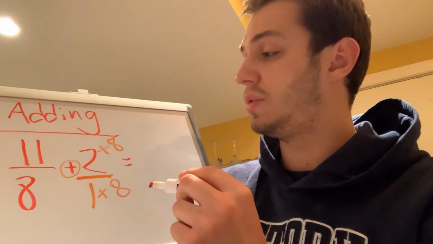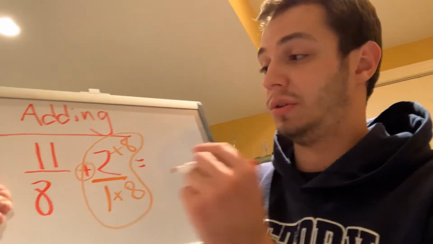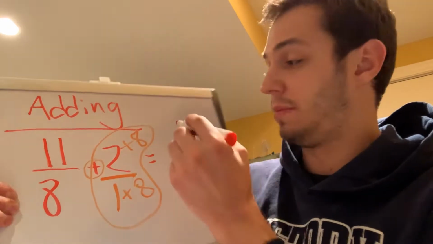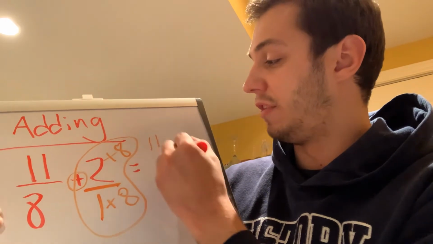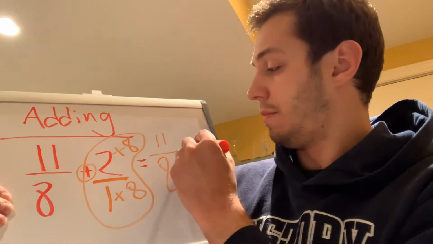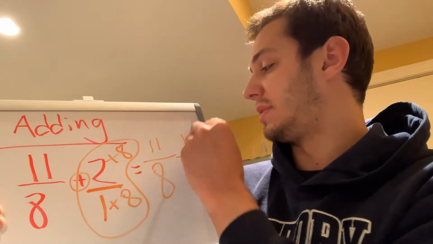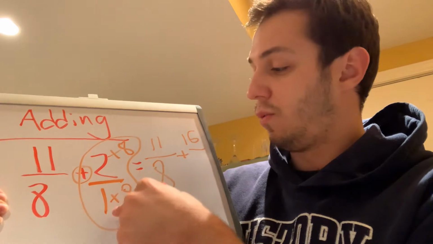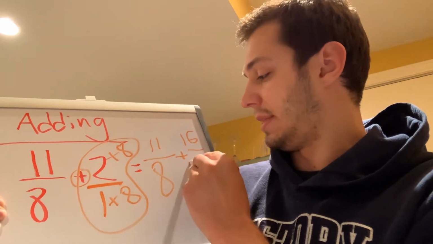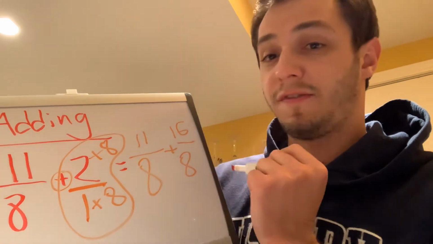So all I'm going to do now is rewrite this as a fraction. This fraction will stay the same. So this will give me 11 over 8, which is the fraction we had before, plus 2 multiplied by 8 is 16. 1 multiplied by 8 is 8. So now all I have to do is add these fractions up.